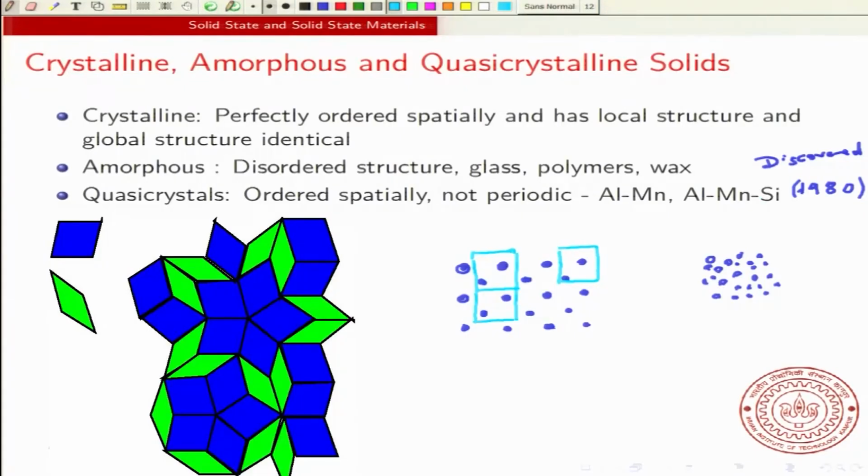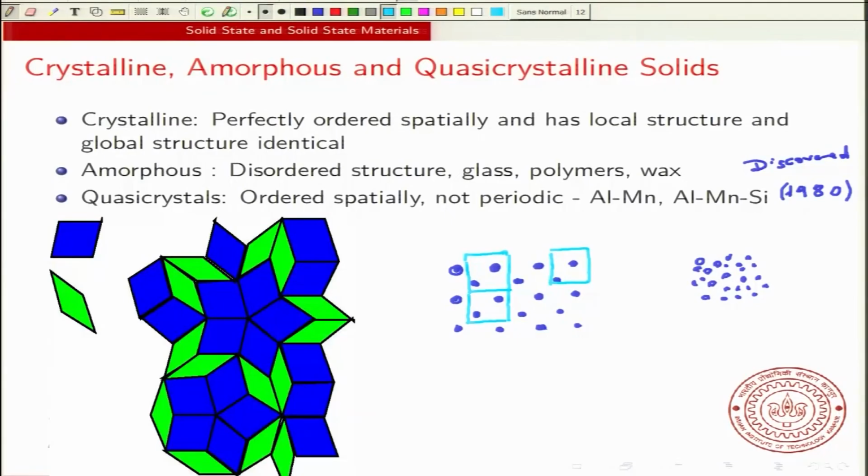This is a picture of a two-dimensional quasi crystal. It is referred to as a tiling, and it is in 2D. You can see that there is an order, in the sense that as you go around each point, you see some sort of very regular arrangement. So, it is completely ordered, but it is not periodic.